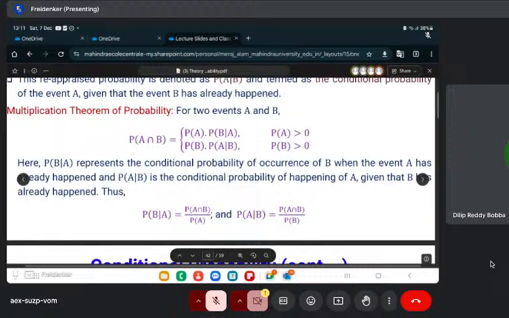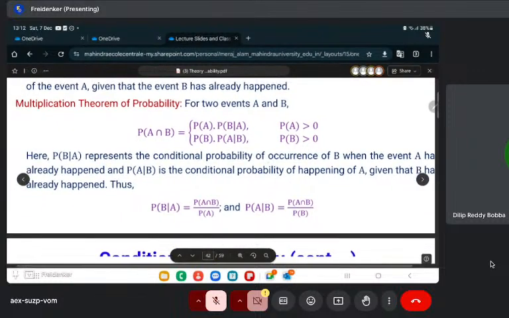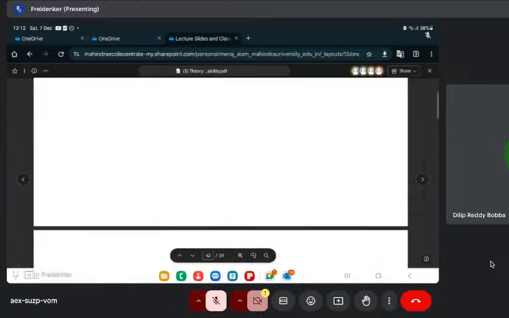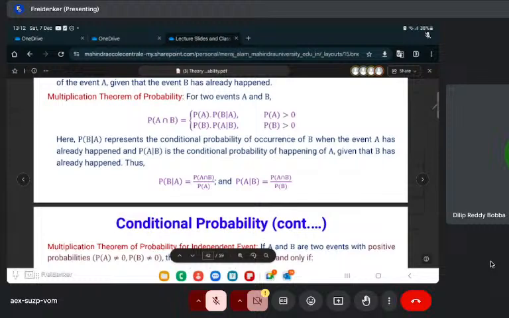Nice. Whichever one is easier to remember, you can remember the above one or the below one. The above one is basically multiplication theorem. The below one is basically the conditional probability theorem, but both of them are just the same formula. They're just different representations. That's it. This is conditional probability. It's just a formula over here.